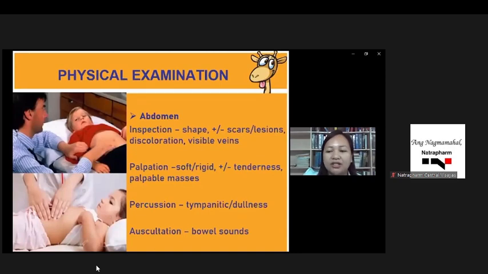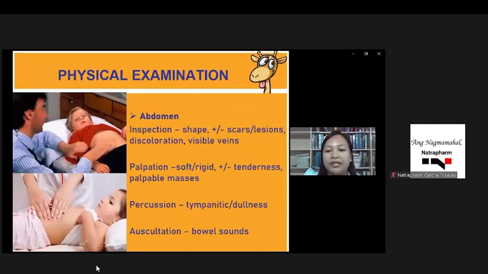So we need to inspect for presence of rashes, scars, lesions, or discoloration. We need to observe for the overall contour and symmetry. Inspect the umbilicus for the shape, signs of inflammation, or presence of hernia. Next is auscultation. Auscultation of the abdomen should be done before palpation or percussion, since the latter may alter the frequency or quality of the bowel sounds.